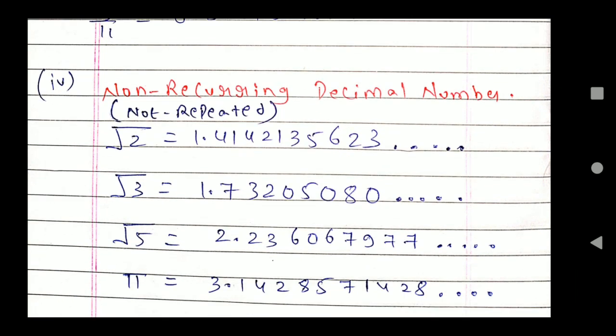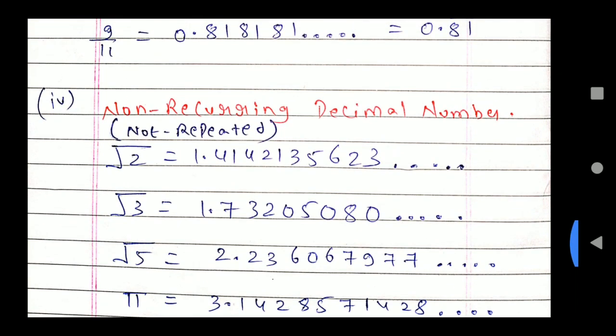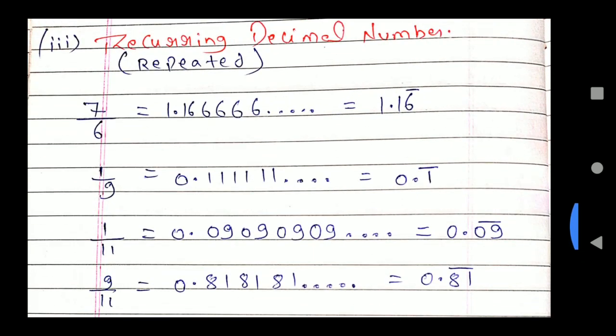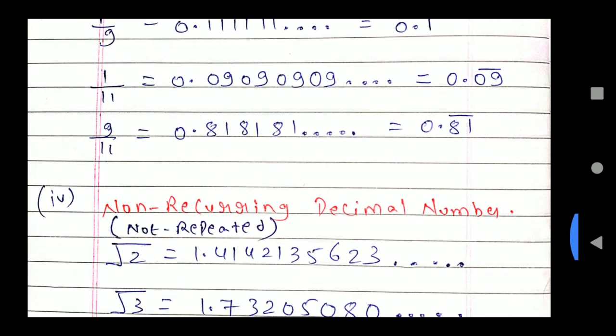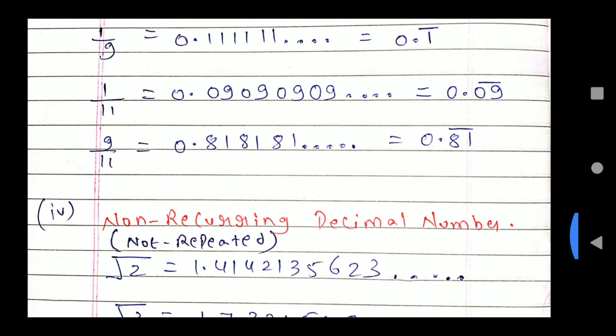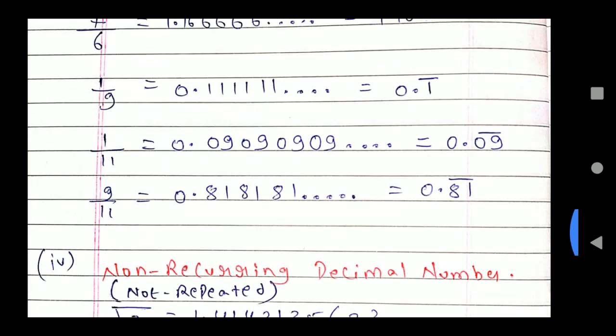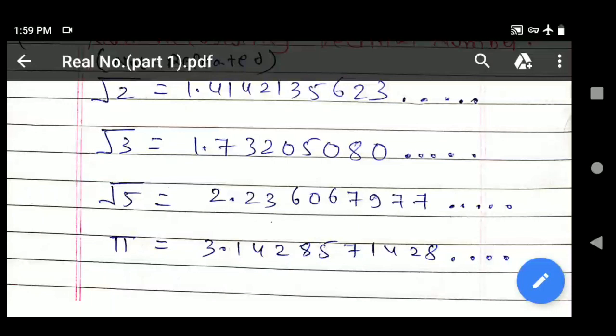See also pi, 3.14285711428. Is any number repeated? No, number is not repeated, so we don't make any bar. So I think it is clear for you what is recurring and what is non-recurring. Recurring means repeated. Non-recurring means non-repeated.